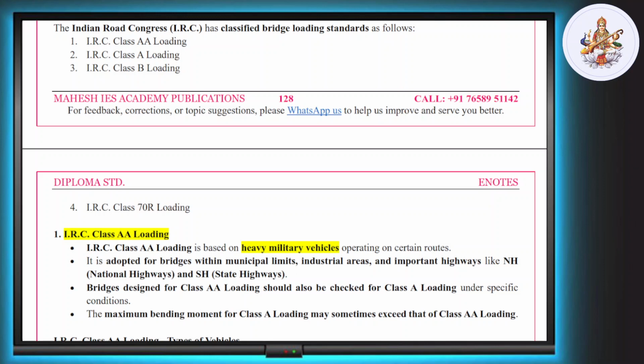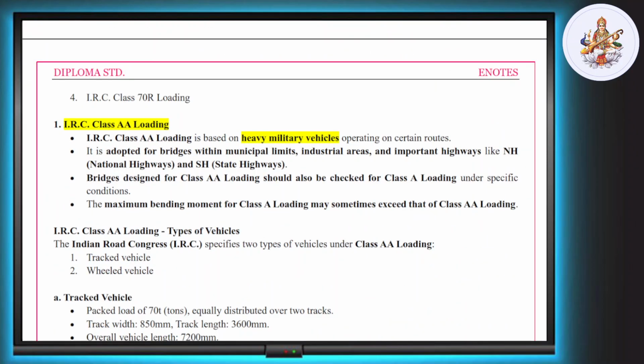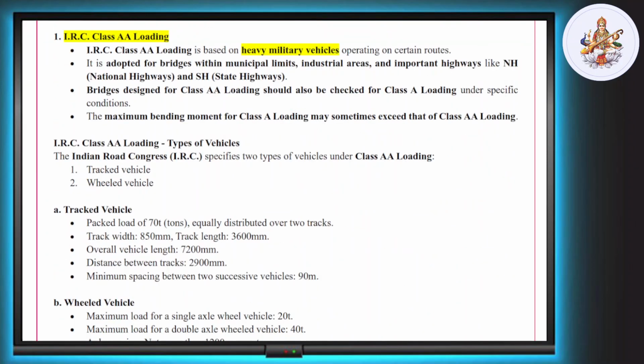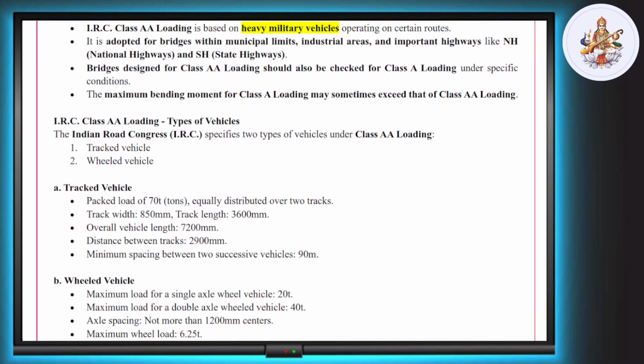Number 1. IRC Class AA loading. Number 2. IRC Class A loading. Number 3. IRC Class B loading. Number 4. IRC Class 70R loading. 1. IRC Class AA loading. This is the heaviest category of loading, primarily based on military vehicle movement. Where is it used? National highways, state highways, industrial zones, important municipal areas.